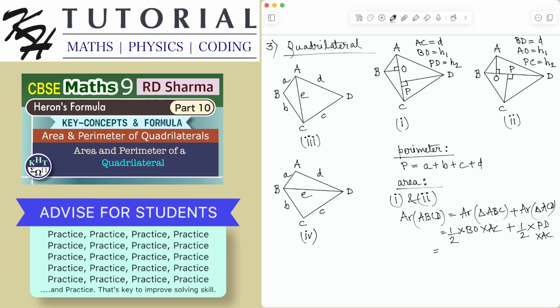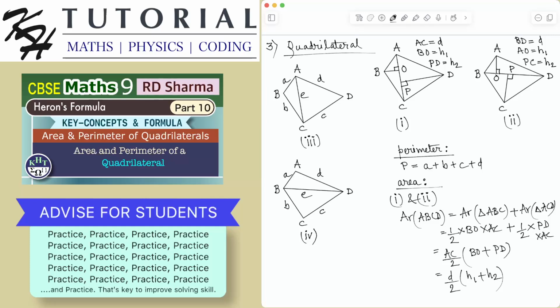If I take AC by 2 common, I have BO plus PD. So this is AC is D by 2, and BO is H1 and PD is H2. So essentially, if we know the length of a diagonal and the sum of the length of the perpendiculars drawn on this diagonal from the opposite vertices, which is H1 plus H2, then the area will be D by half of the product of the length of the diagonal and the sum of the perpendiculars drawn on that diagonal from the opposite vertices.